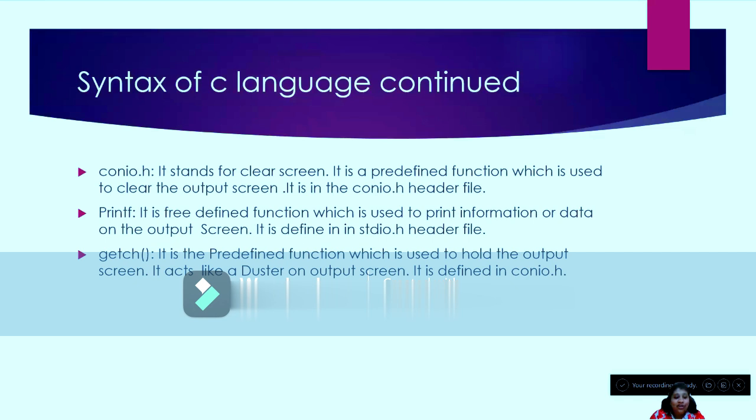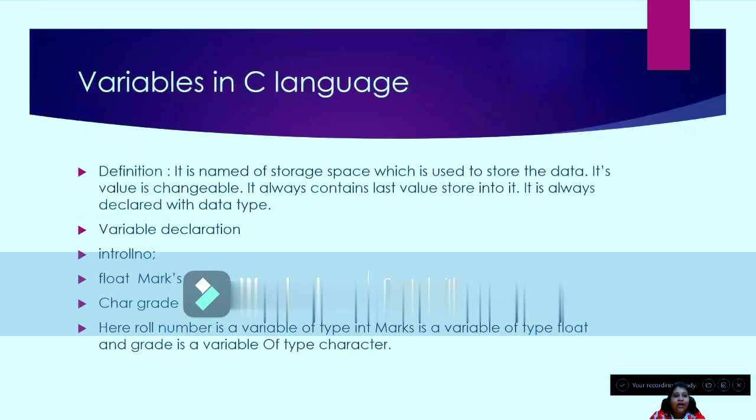Getch is a predefined function which is used to hold the output screen. It acts like a duster on the output screen and it is defined in conio.h.